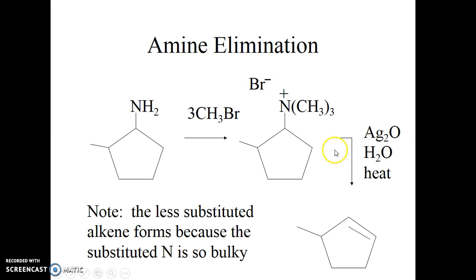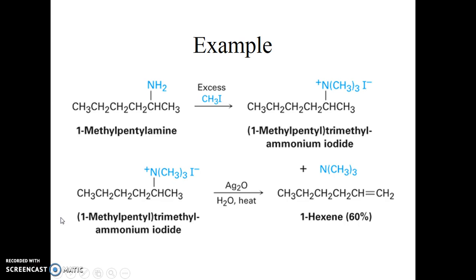What does this base do? It removes a proton from the less hindered carbon. This is very, very bulky, and so the base won't want to come in here and remove the proton from here. It comes into the less hindered side. So in contrast to alcohol or alkyl halide elimination, in which you form the more substituted alkene, with a Hofmann elimination, you get the less substituted alkene.